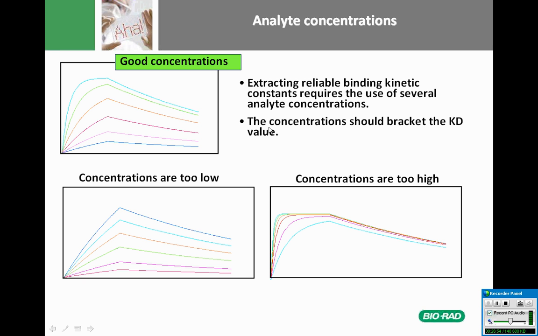So in an optimal assay, after you characterize all the parameters, you need to prepare 6 analyte concentrations that will bracket the affinity constant. Usually, as a rule of thumb, from 10 times the affinity constant down to 0.1 of the affinity constant, and this will yield good sensorgrams with good quality.